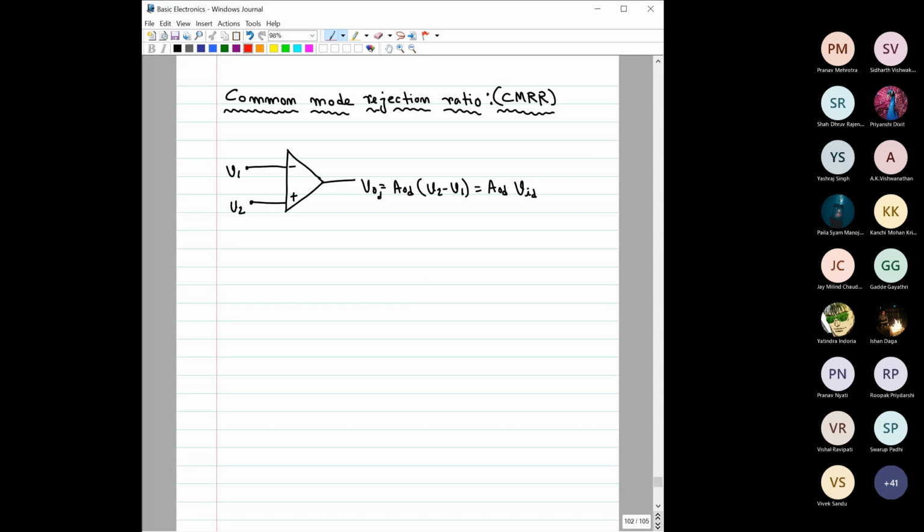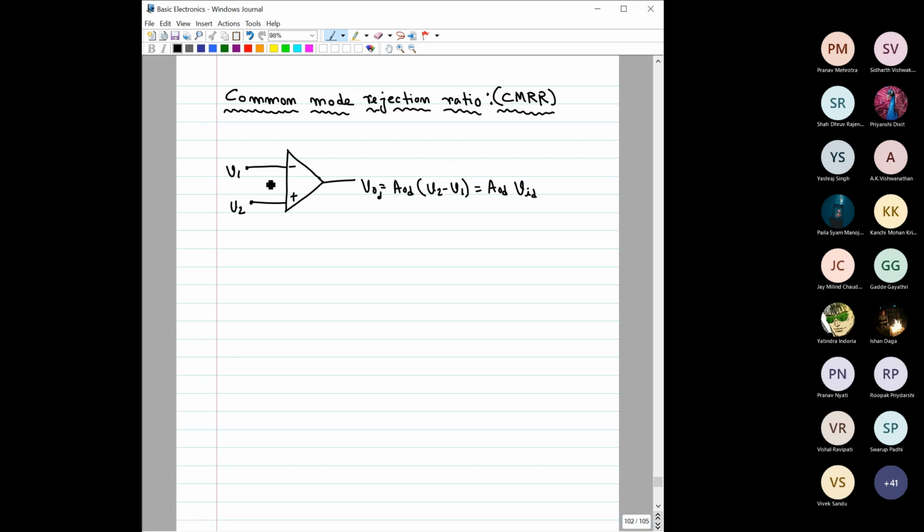Okay, if so, then we should learn what is common mode rejection ratio. Common mode rejection ratio is an important parameter for any op-amp. In fact, when you purchase an op-amp and see its data sheet and specifications, one of the most important parameters of an op-amp is the CMRR, which is common mode rejection ratio. What do you understand from this common mode rejection ratio?